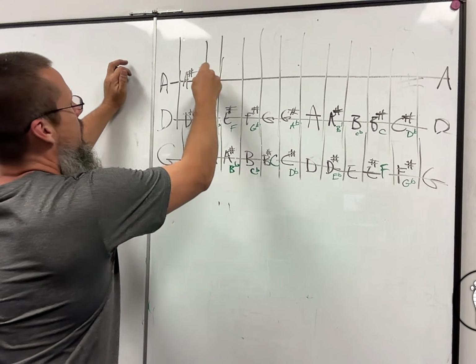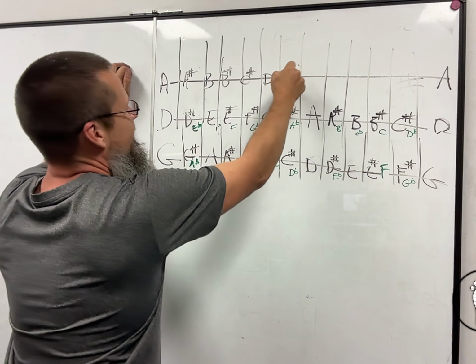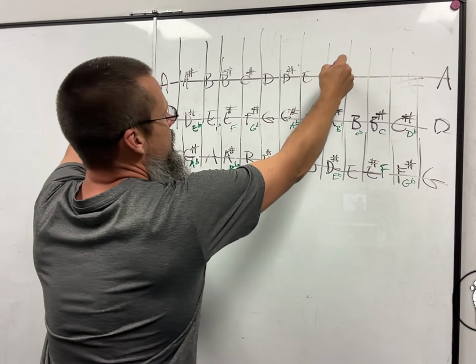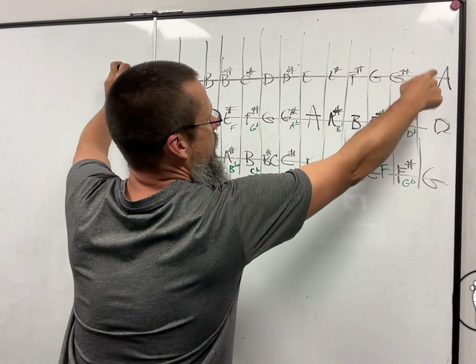A sharp goes to our B. This is our B sharp. C sharp, D, D sharp, E, E sharp, F sharp, G, G sharp, and then we have A.